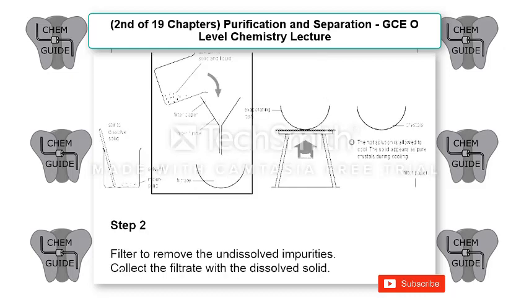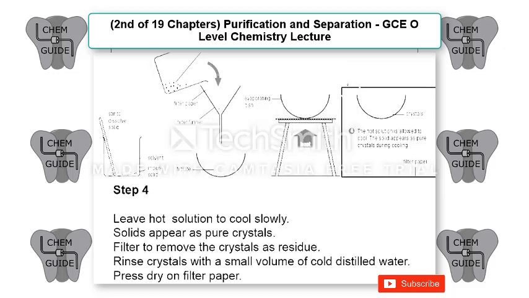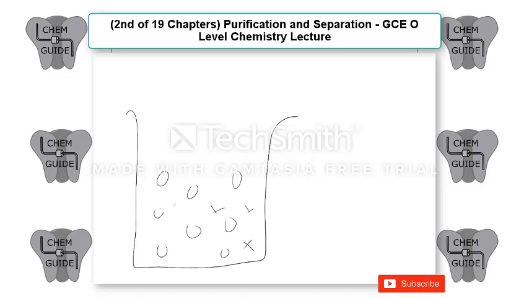So as I mentioned earlier, first we dissolve, then we filter, heat to saturation, and then we just leave it to cool. So why does leaving it to cool let the crystals appear? Same thing, recall earlier, the solution is now like this. Saturated is when I can no longer dissolve any more substance into the solution. So let's say this is the maximum number of X's which can be dissolved in the water, and this is the saturated solution.